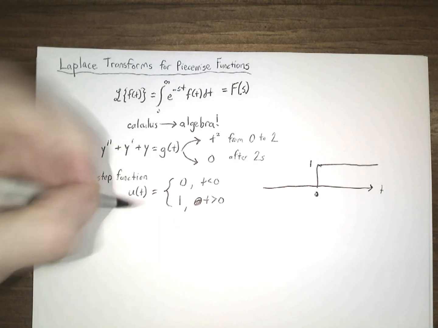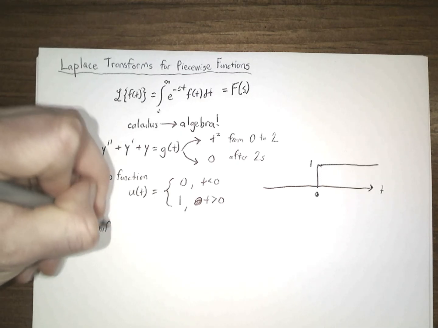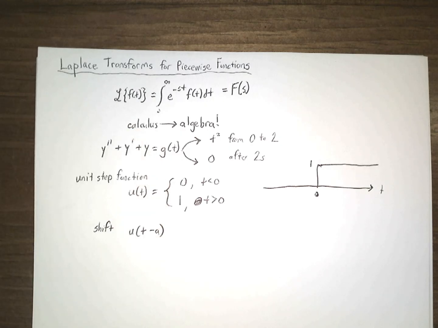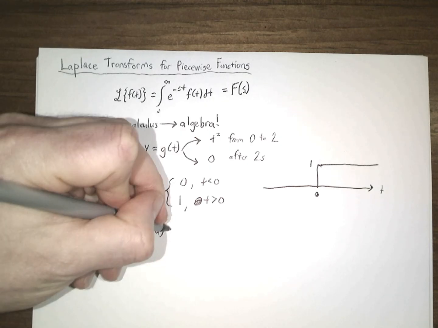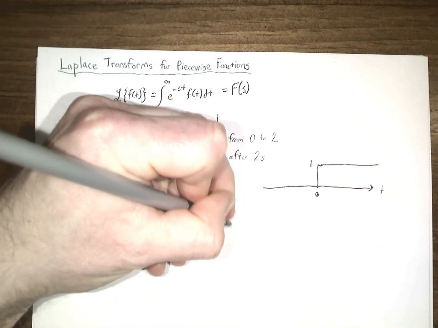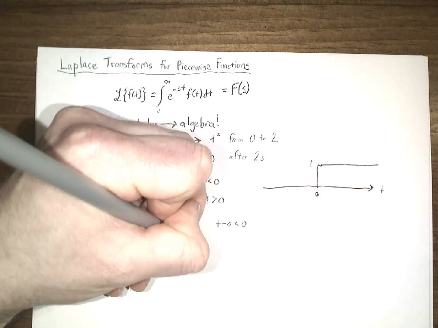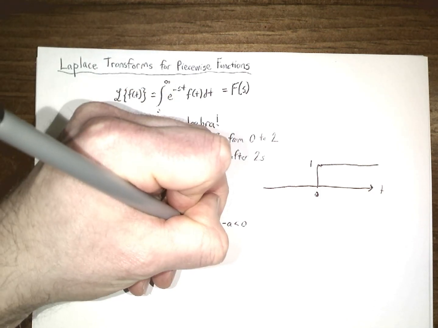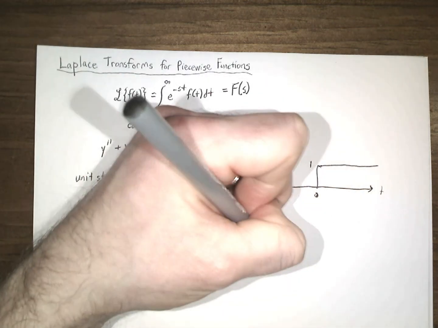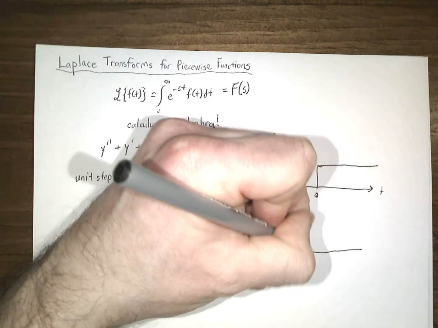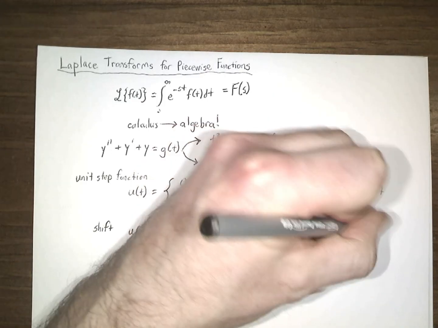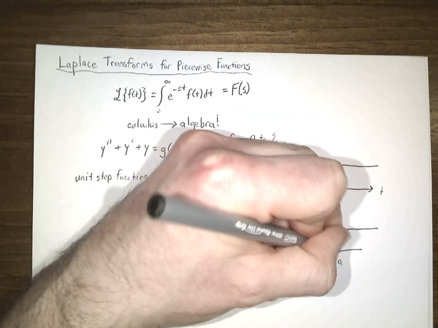We can shift where that step is going to be by simply subtracting a from our value of t. So now this is going to be equal to 0 when t minus a is less than 0, and it's going to be equal to 1 when 0 is less than t minus a. If this was originally 0 and this is my value a, I've shifted my step to be there.